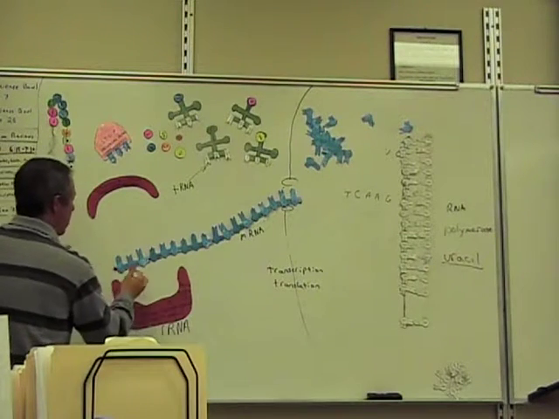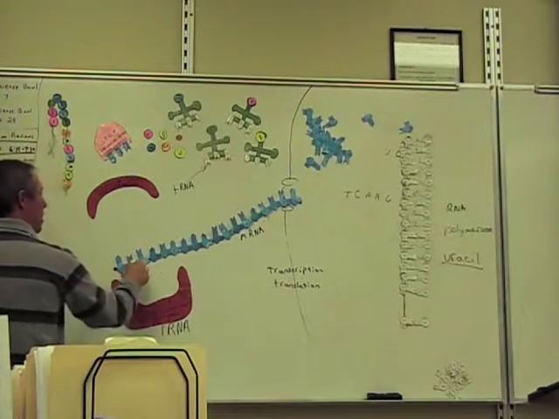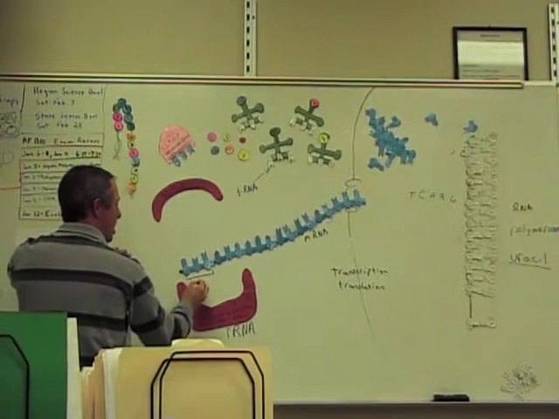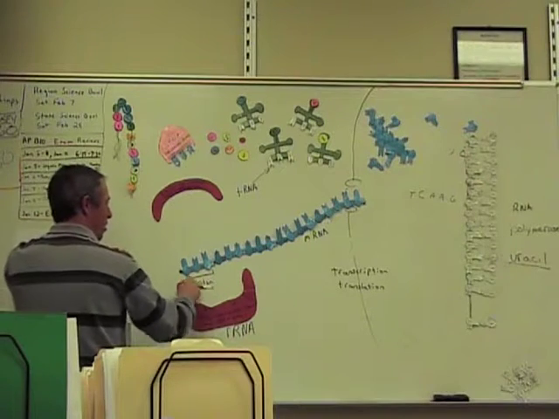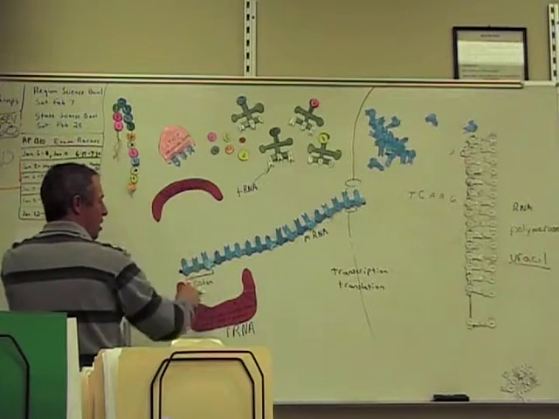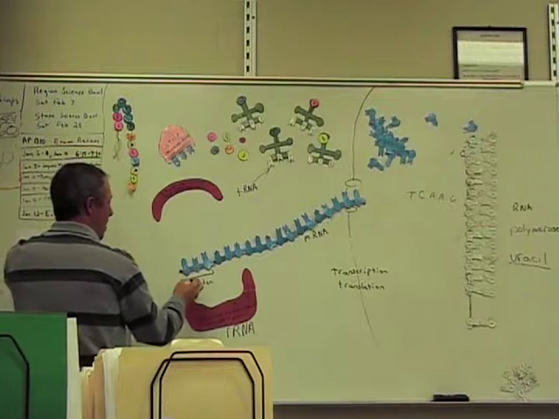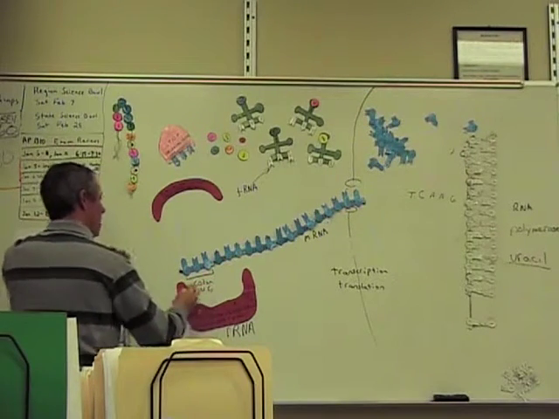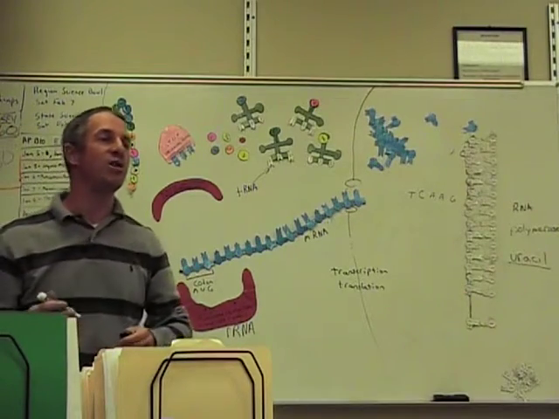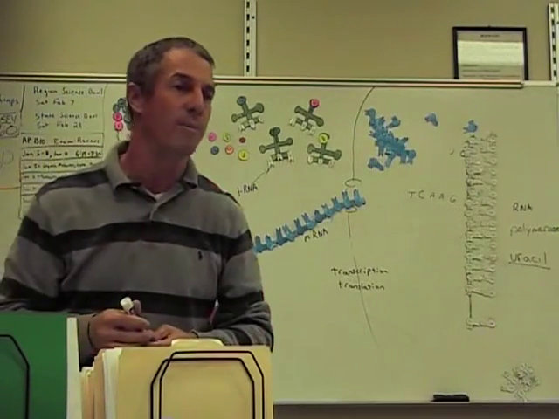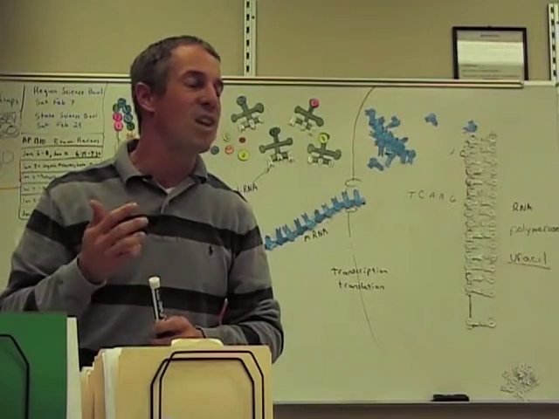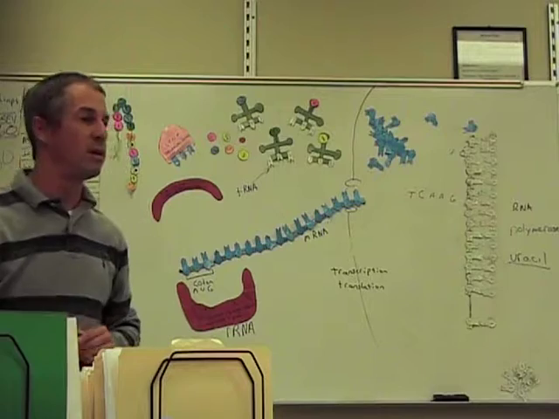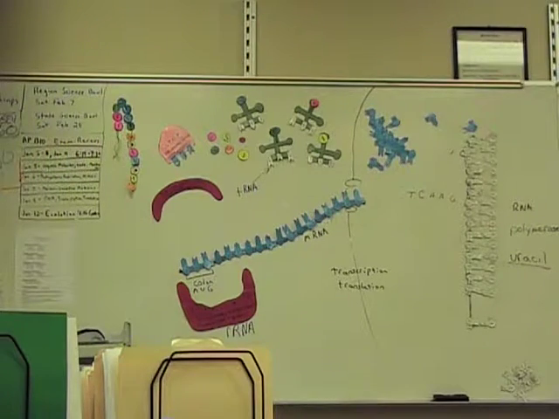There are 3 nitrogen bases here. 1, 2, 3. We call this a codon. 3 letters. And this codon happens to be AUG. AUG is what we call the start codon. Is it always that? It's always AUG. AUG is the first codon for every protein. That's cool. The start codon.